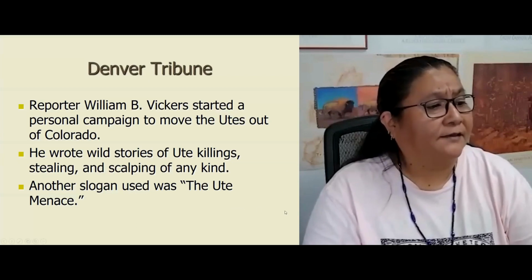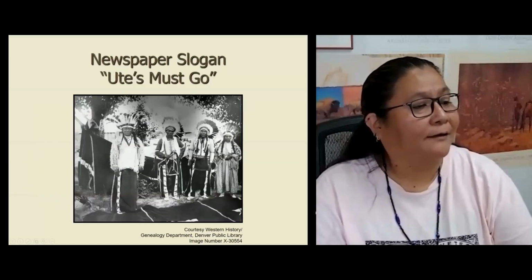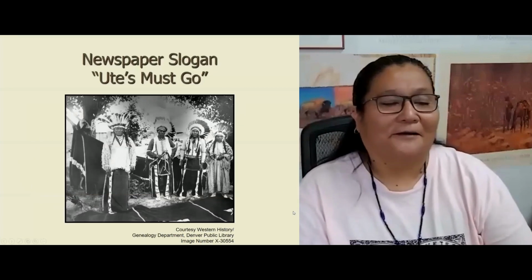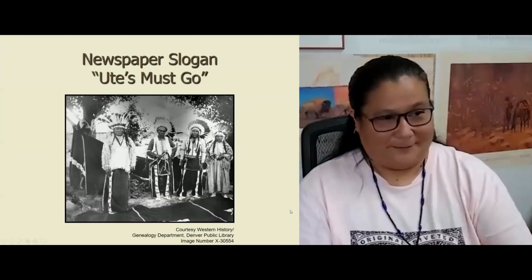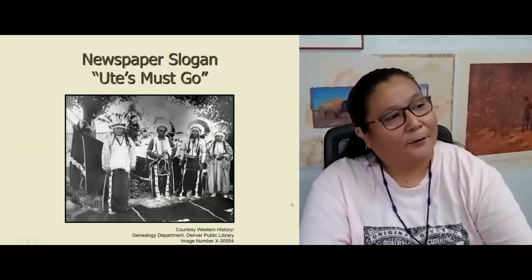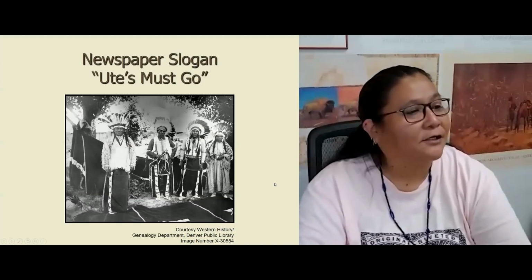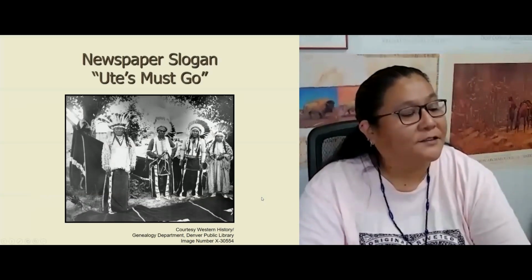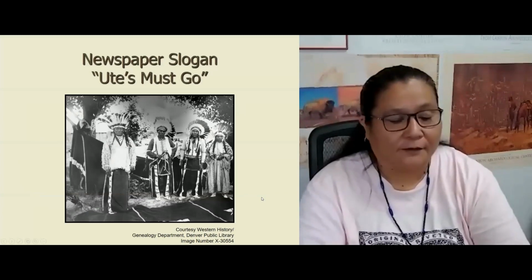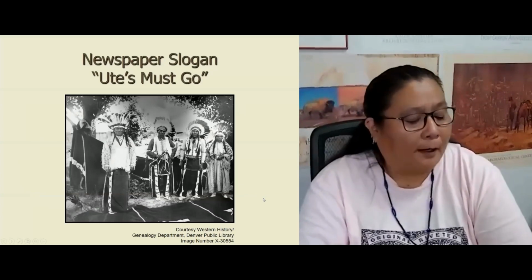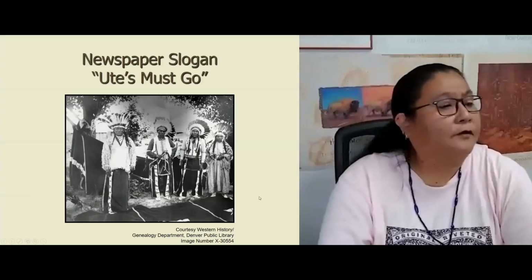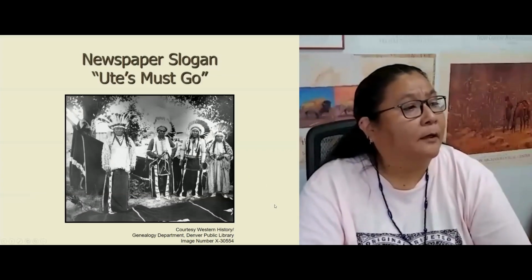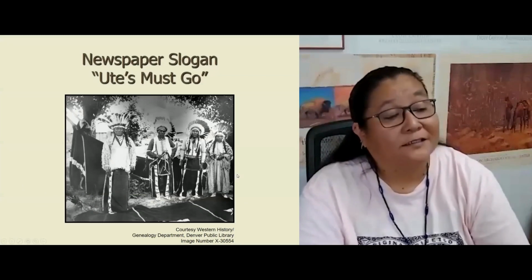So you see things like this in the paper, and I guess it's not so different when we think about it today and how the media puts things. So this newspaper slogan is "The Utes must go," and this was one of the ones on the front cover of the Denver Tribune. And you can see you've got 4 people with war bonnets on.